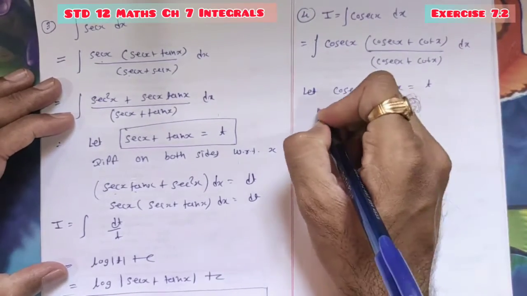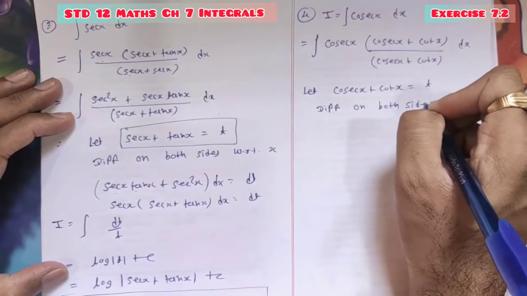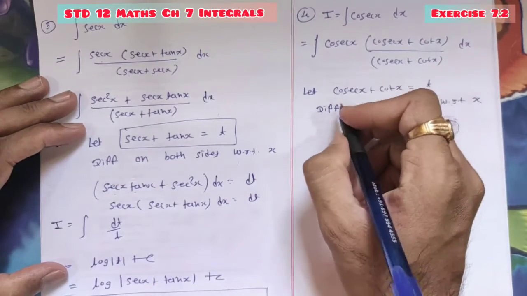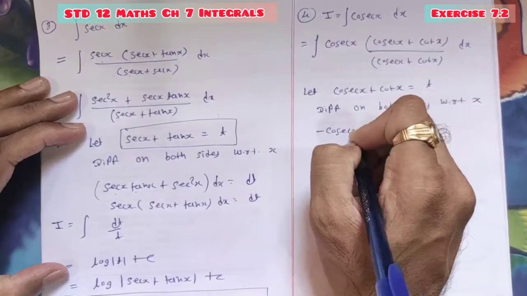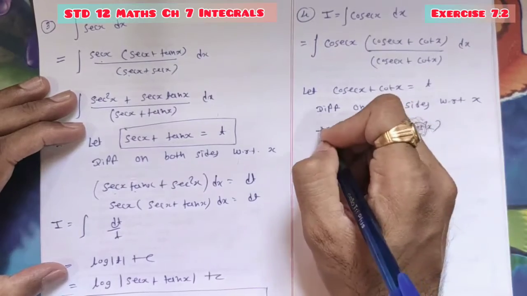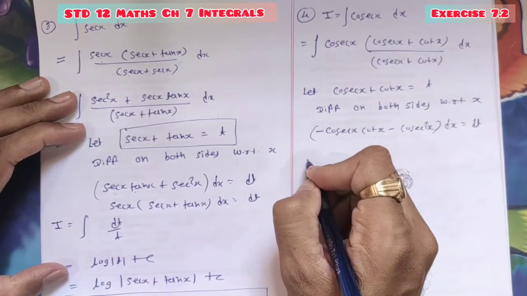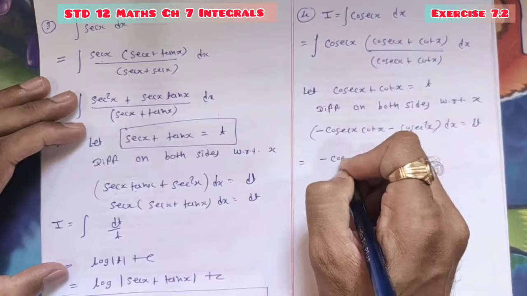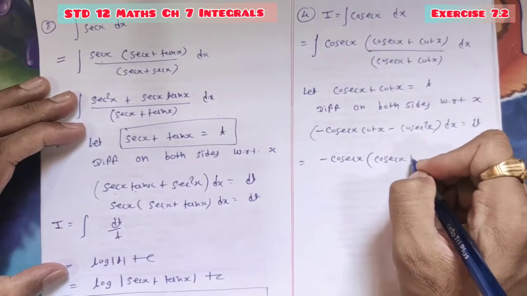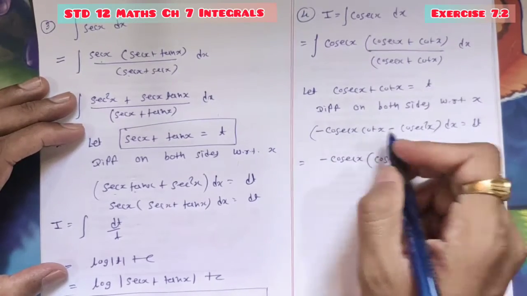Differentiate on both sides with respect to x. What will happen: minus cosec x cot x, minus cosec square x into dx equal to dt. Take the minus sign common, and take cosec x out too, so it's minus cosec x, remaining terms will be cosec x plus cot x dx equal to dt. So numerator equal to minus dt upon t.